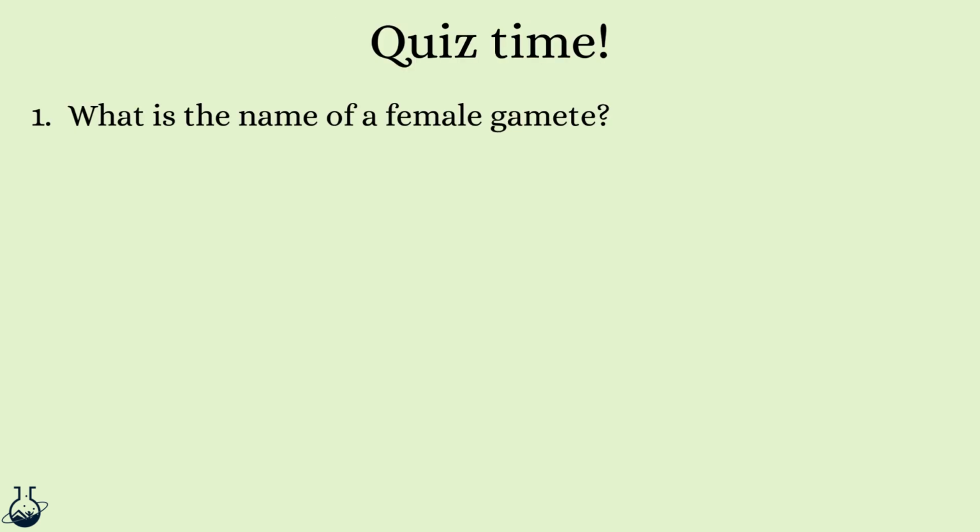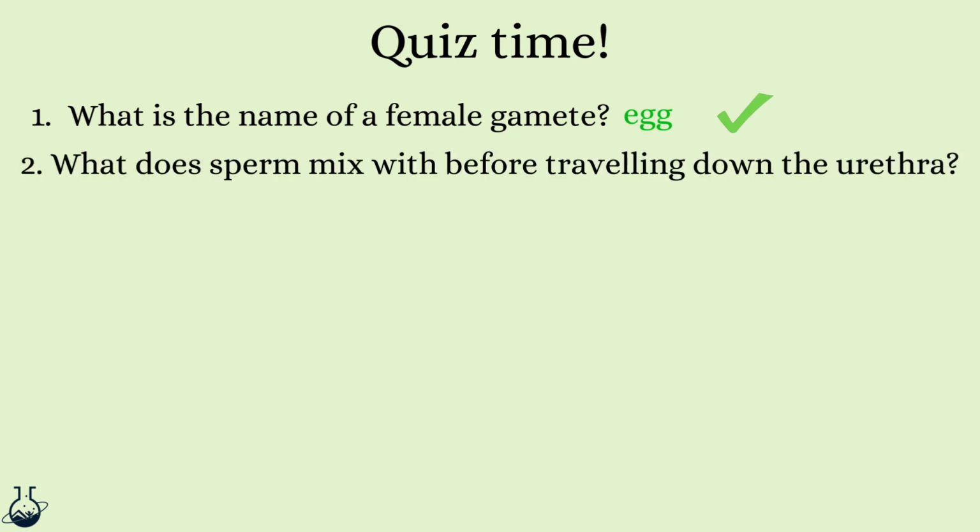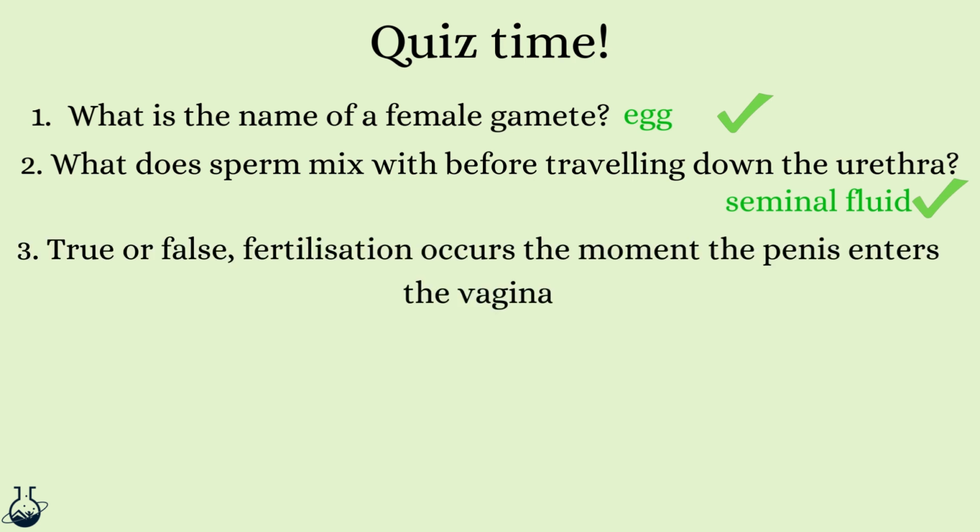Let's wrap this video up with an end of video lesson quiz. Question 1. What is the name of a female gamete? An egg. Well done. Question 2. What does sperm mix with before travelling down the urethra? Seminal fluid. This produces semen released during ejaculation. Question 3. True or false? Fertilisation occurs the moment the penis enters the vagina. False. Only when the sperm and egg fuse their nuclei together.